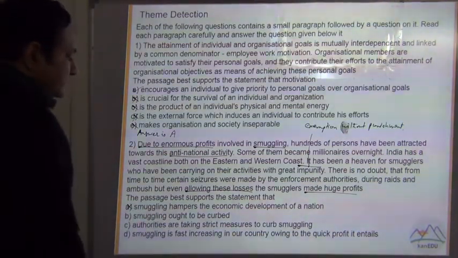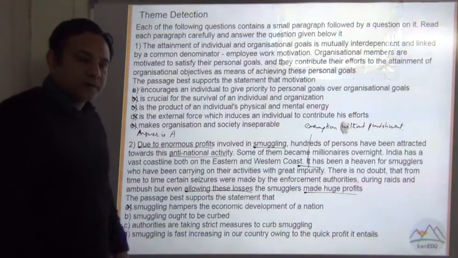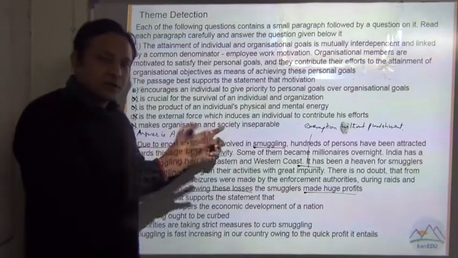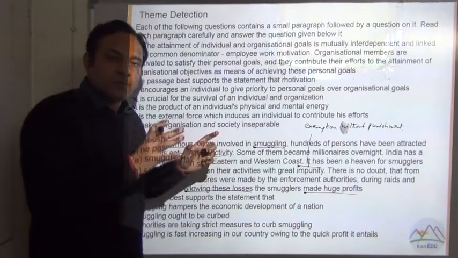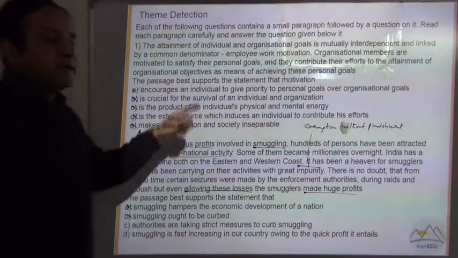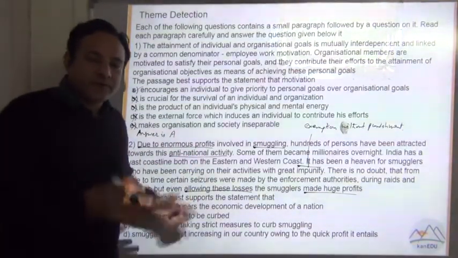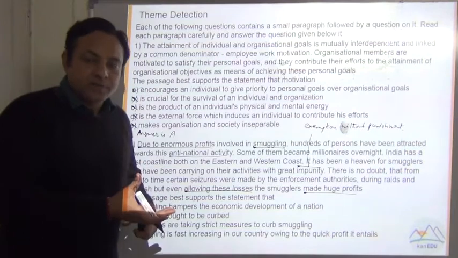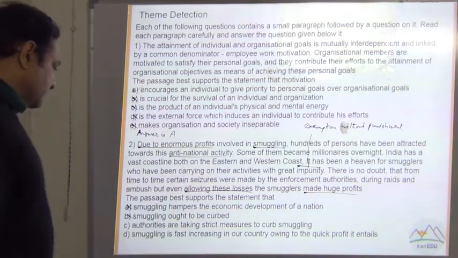Smuggling ought to be curbed. Yes, smuggling needs to be curbed, but it's not heavily talking about that. It's talking more of the smuggler's profit here. So this statement is very much talking about smuggler profit. Why are people attracted to smuggling? It's because there is a lot of profit. It has to be curbed, but it is not talking about the side effects of the smuggling. This paragraph is not talking about side effects. Side effects mean bad effects of the smuggling, that the country's economic development is not happening, or there are some other problems because of the smuggling. So this paragraph does not talk about it.